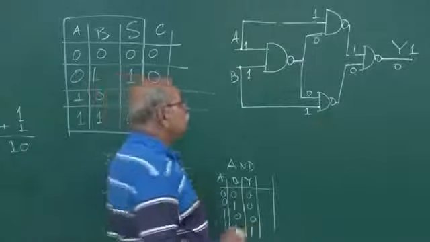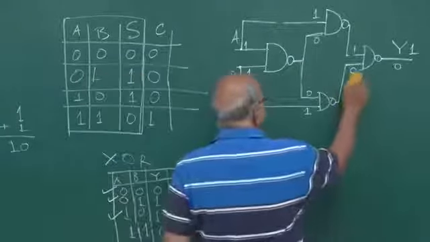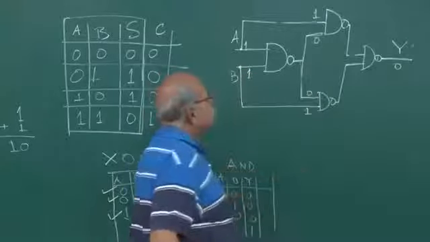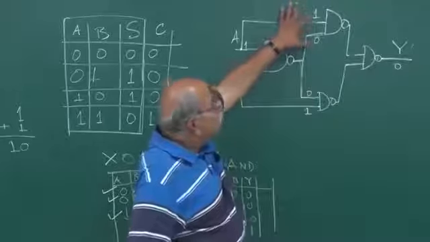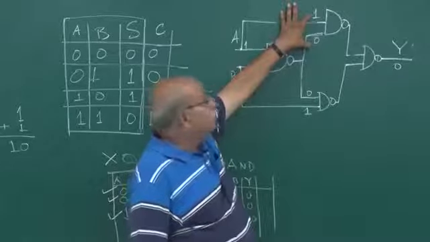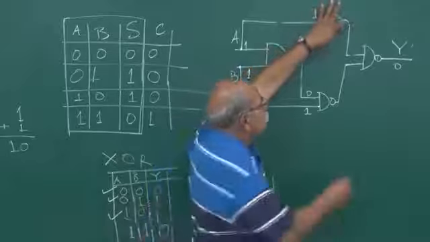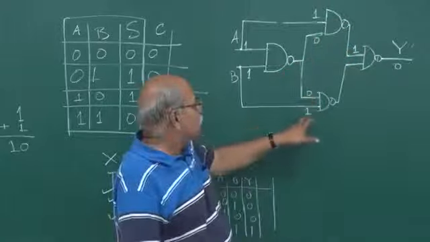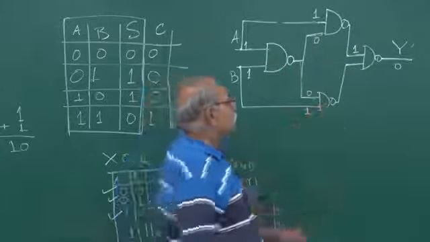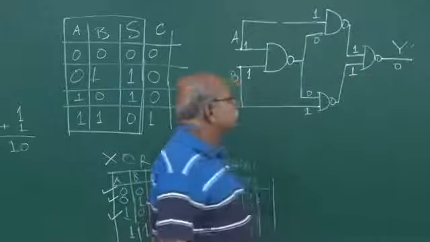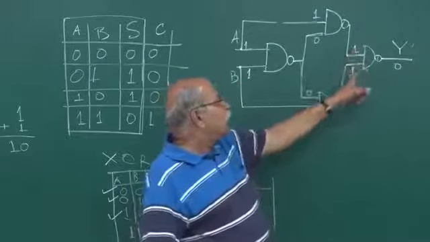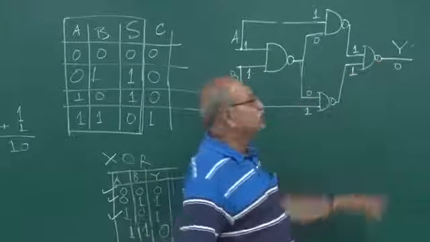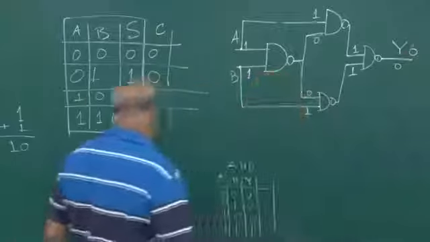So what is 1 and 0? Let me remove all these old writings. So what is 1 and 0? 1 and 0 is 0. So this is 0, this is 1. So this is 1 here. And similarly, 0 and 1. So AND is 0 and NOT is, so this is 1. Now, 1 and 1 is 1 and NOT of that is 0. So this Y becomes 0. So that is the last line.